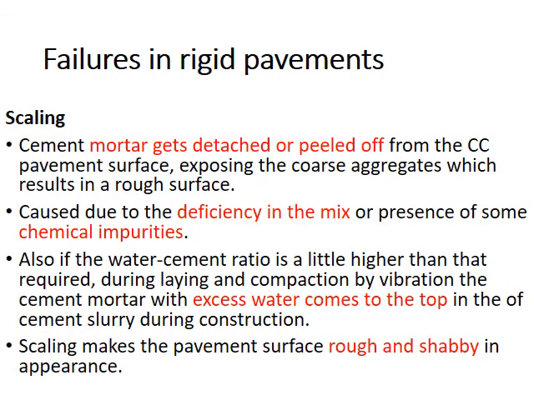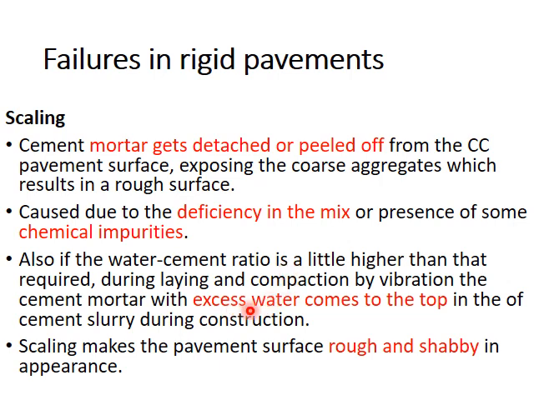Next type of failure in rigid pavement is scaling. Scaling is the surface phenomenon where the cement mortar gets detached or peeled off from the cement concrete pavement slab. So this peeling off of mortar is due to the deficiency in the mix or the presence of some chemical impurities. If the water cement ratio is high, the mortar gets segregated and the mortar can be easily peeled off from the surface.